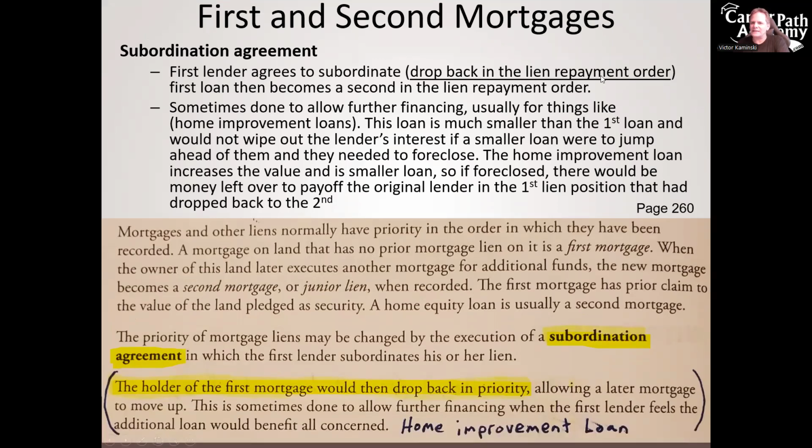So, the first lender agrees to subordinate. That means drop back in the lien repayment order. The first loan then becomes a second in the lien repayment order. Sometimes done to allow further financing, usually for things like home improvement loans. This loan is much smaller than the first loan and would not wipe out the lender's interest if a smaller loan were to jump ahead of them and they needed to foreclose. The home improvement loan increases the value in a smaller loan. So if foreclosed, there would be money left over to pay off the original lender in the first lien position that had dropped back to the second.